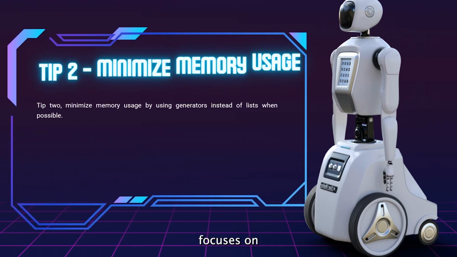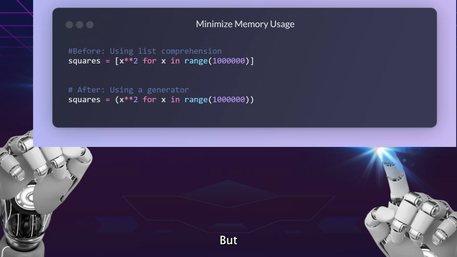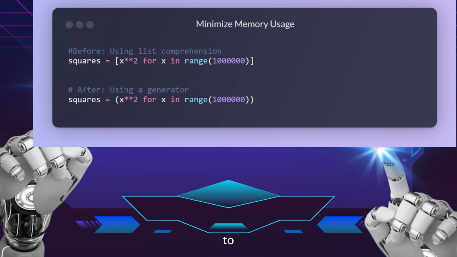Tip 2 focuses on minimizing memory usage, especially when dealing with large data structures. When you use a list comprehension, the entire list is generated in memory. But if you switch to a generator expression, items are yielded one by one on demand. Now, this approach dramatically reduces memory consumption, making your code more efficient in memory constrained environments.